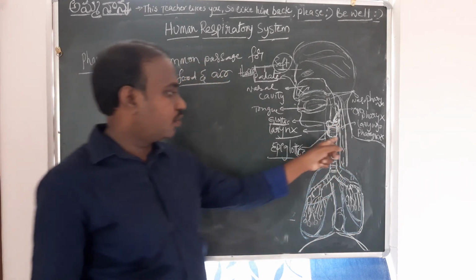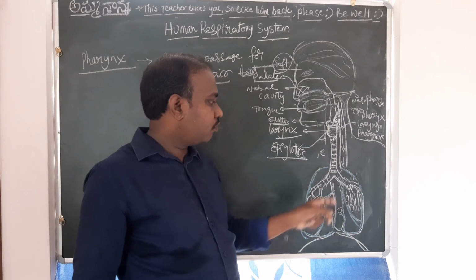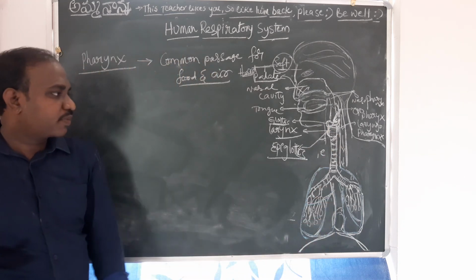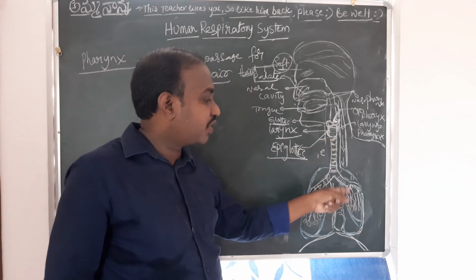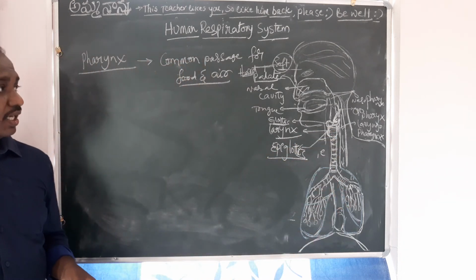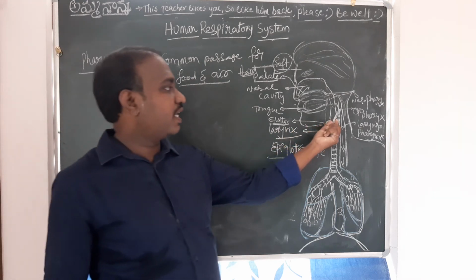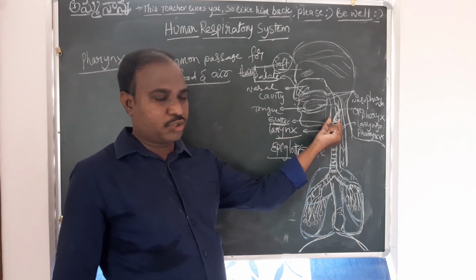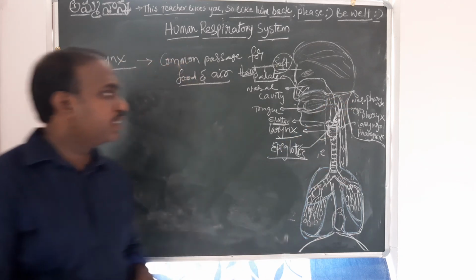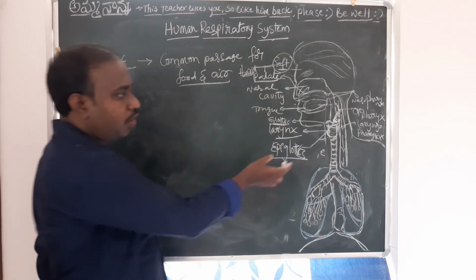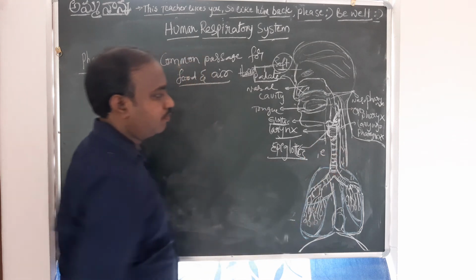If the food accidentally goes into the lungs, it might as well kill the person. So it's a preventive mechanism. That's where the flap of tissue covers the tract when the food is being swallowed.